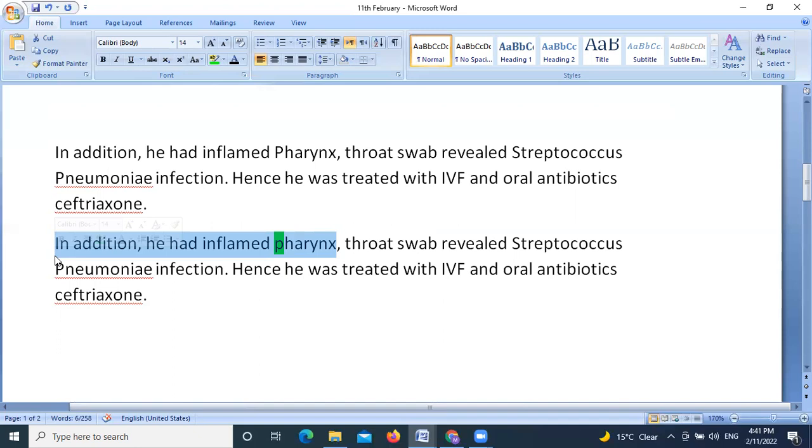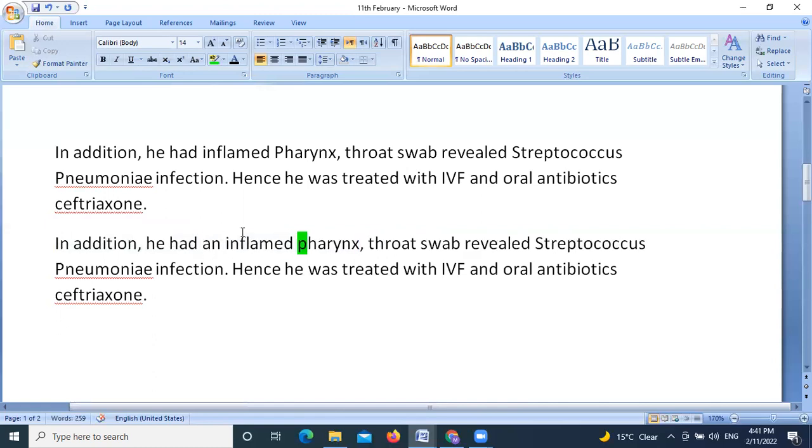Okay. How many pharynx do we have? One pharynx. Okay. Excellent. So an inflamed pharynx. Okay. We need an with inflamed, because we are writing an adjective like this, inflamed, so we need an. He had an inflamed pharynx.